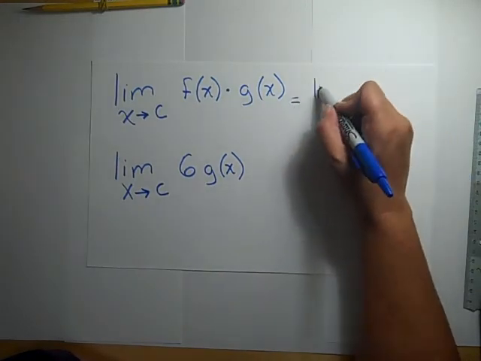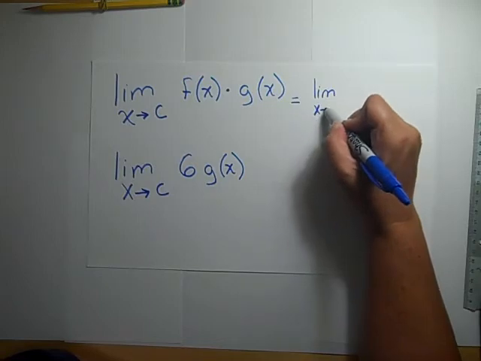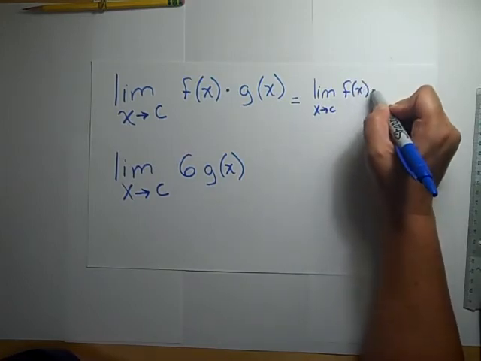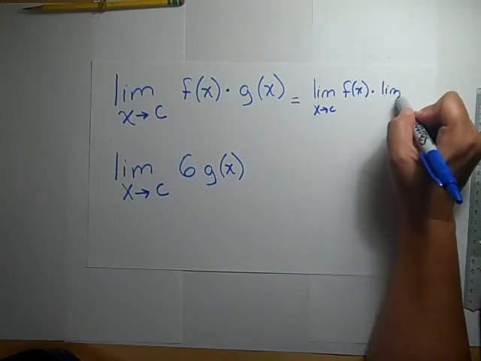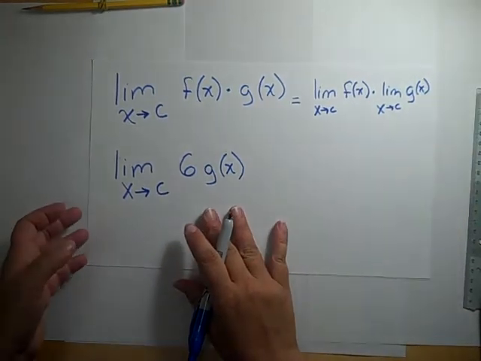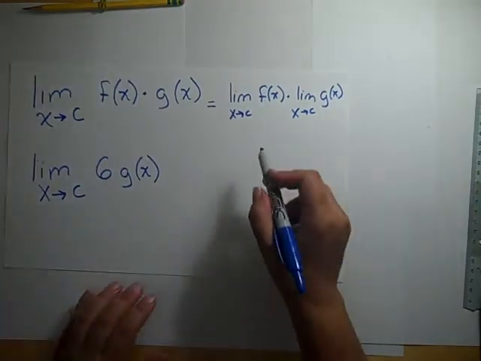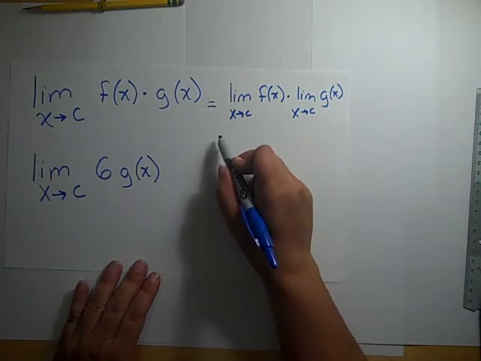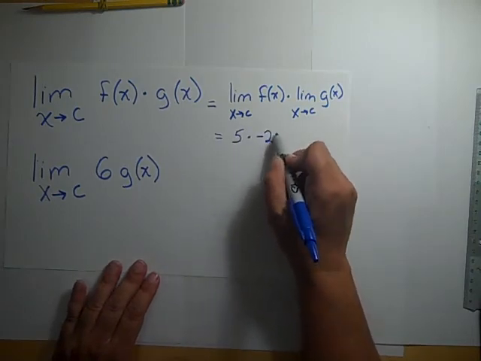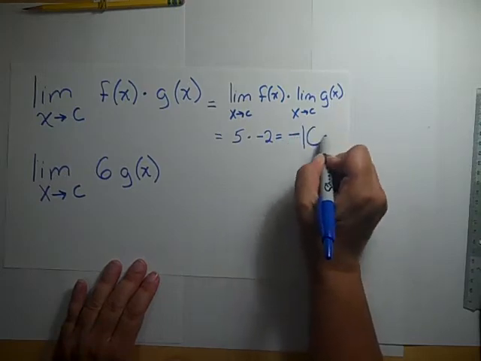Technically what you're doing is you're splitting it into the limit as x approaches c of f of x times the limit as x approaches c of g of x. And that simply equals what they gave us, equals 5 times -2 equals -10.